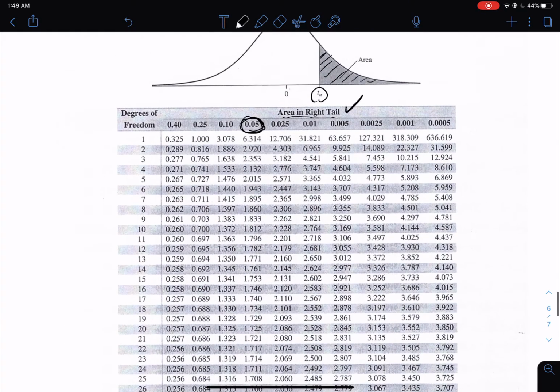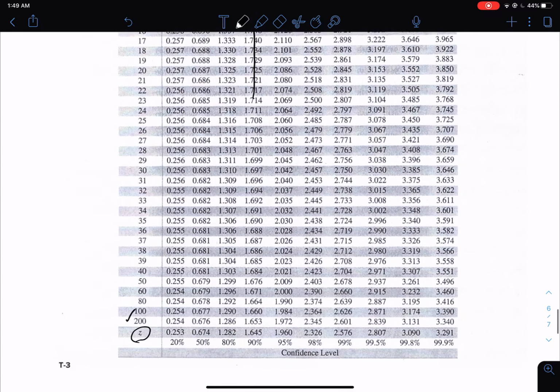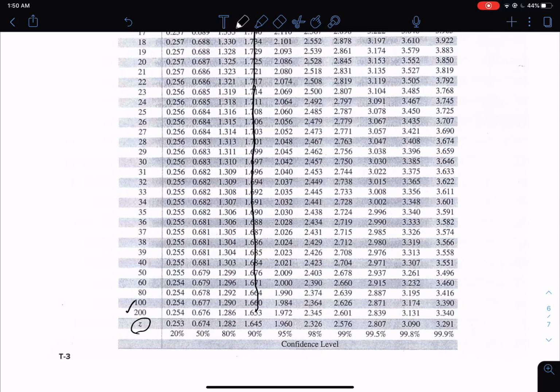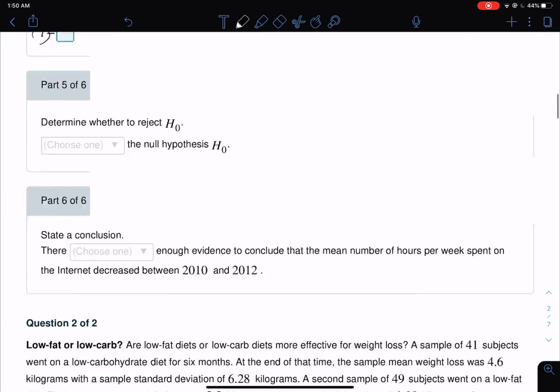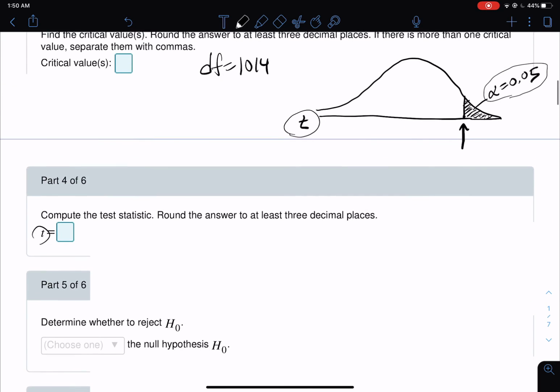where am I at? Area to the right is 0.05, so we go down here to see what t value goes with that. And we can see that the t value that goes with that is t equals 1.645. Okay, let's get back there. There it is, 1.645. So the critical value is t equals 1.645.